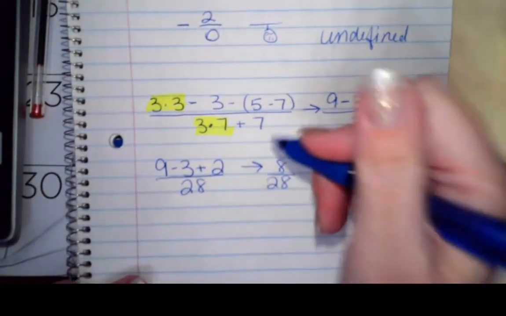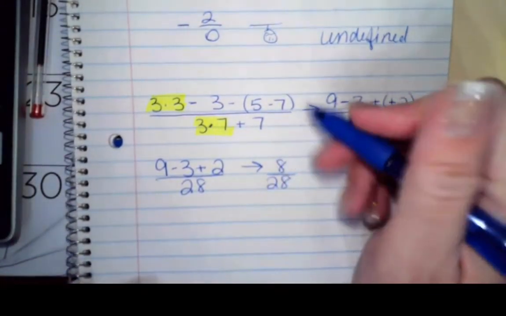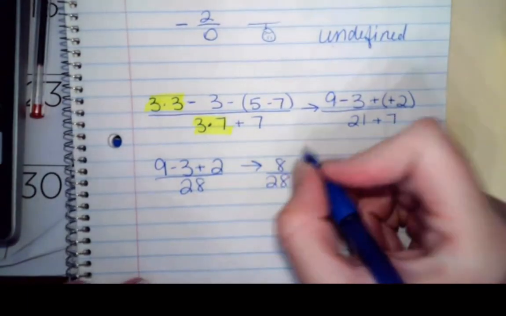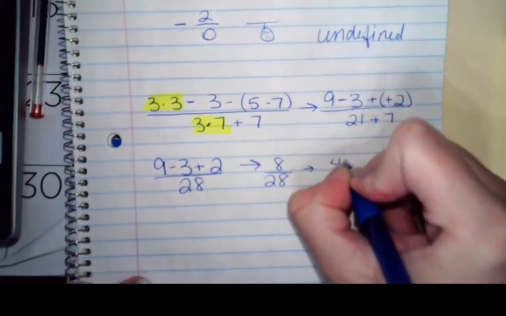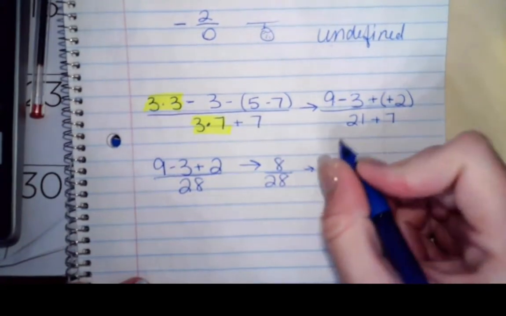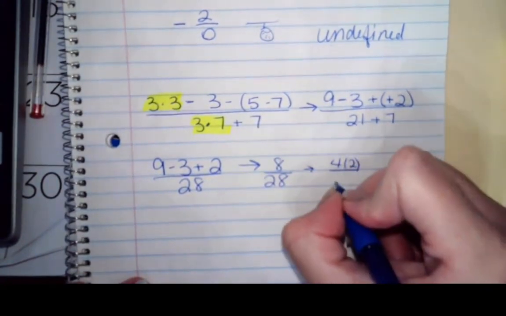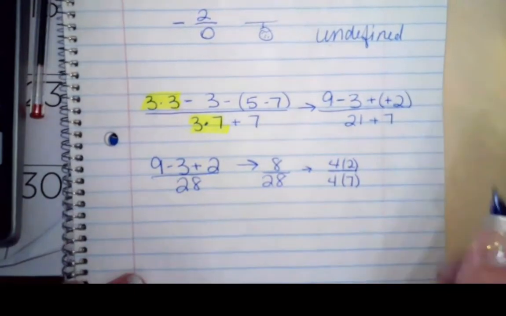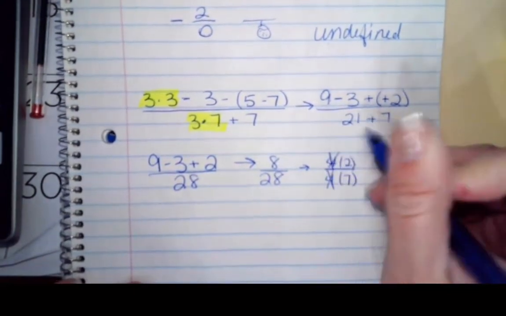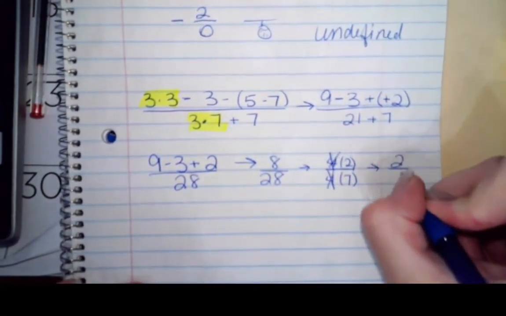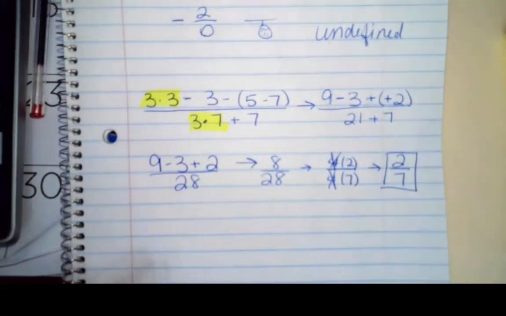So now I can see if these two things interact. Can I reduce this at all? I can reduce them both by 2. So this is going to be a 4 times 2, and that's going to be, actually I can reduce them both by 4. Sorry, 4 times 7. So any number divided by itself is 1, so my answer is 2/7.